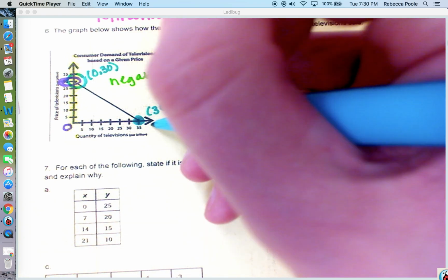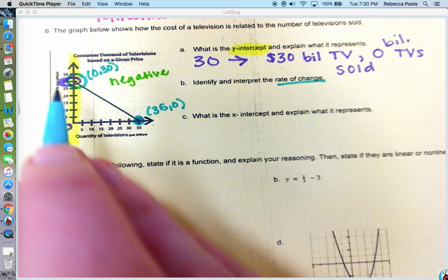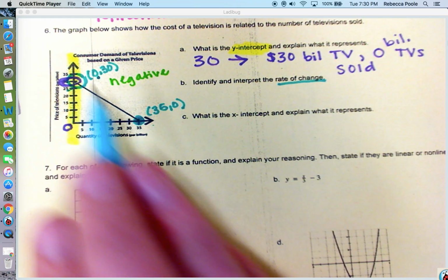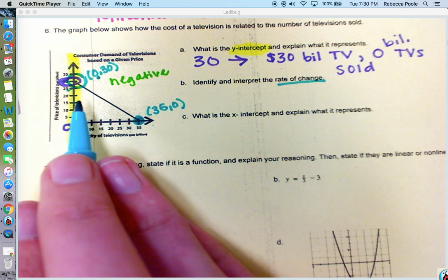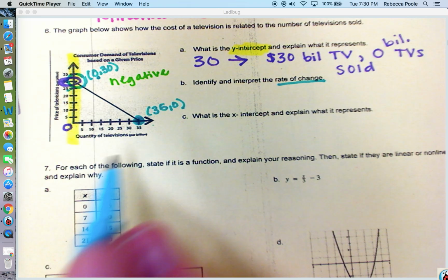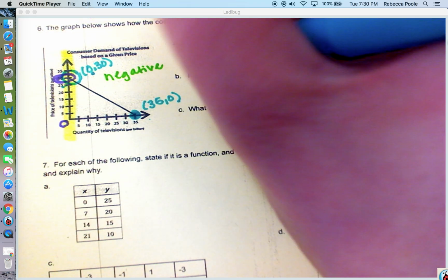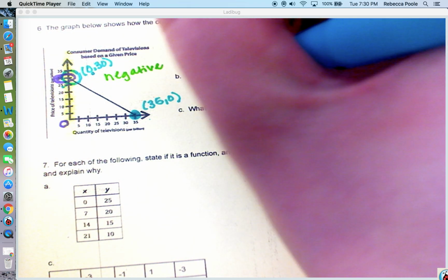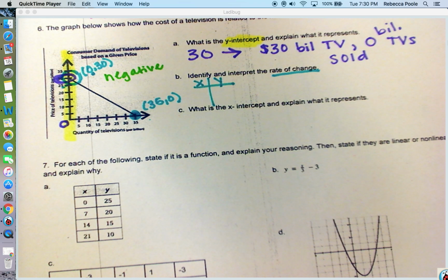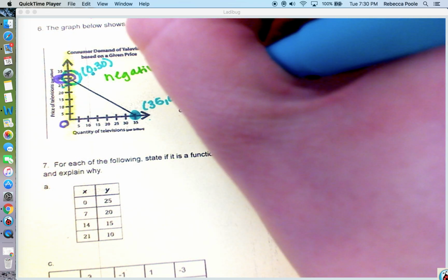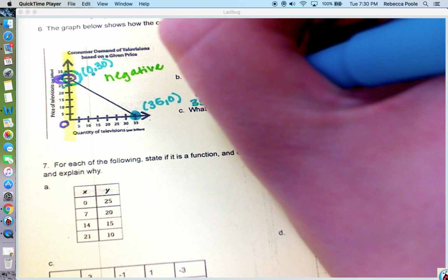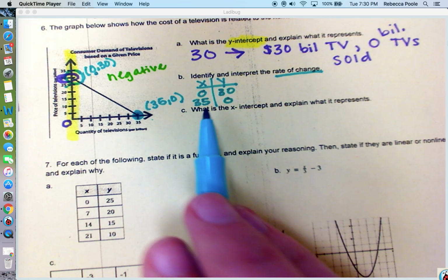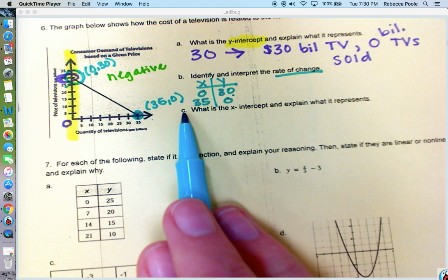We just talked about x and y intercepts, right? If it's a y-intercept, the x is 0. If it's an x-intercept, the y is 0. So I need to find the rate of change between these 2 points. Well, hopefully you learned that if you have 2 points, you can put them in a table, right? So the x's go from 0 to 35. The y's go from 30 to 0. My first point is 0, 30. Check that. And the second one is 35, 0.